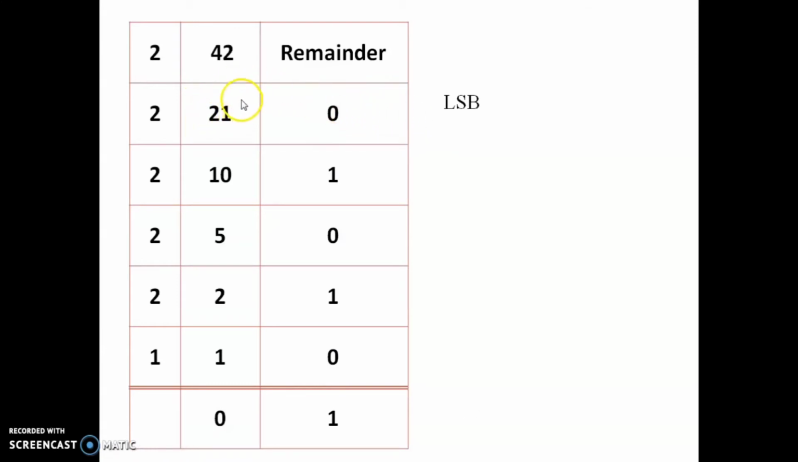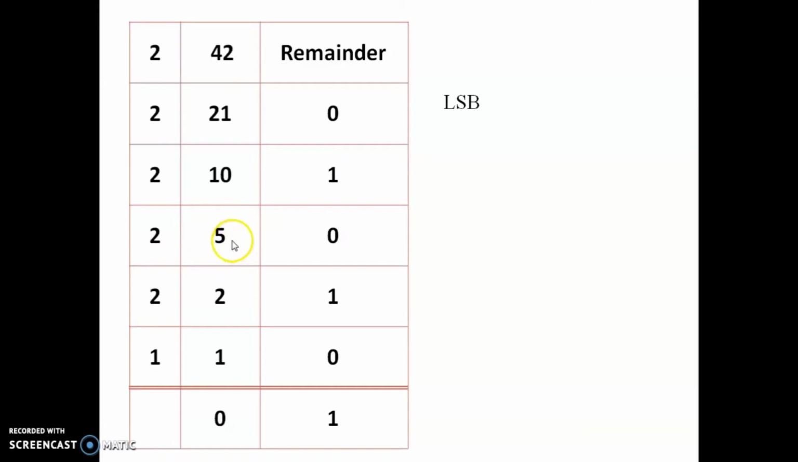Again, divide this quotient of previous division, that is 21 by 2. We get the quotient as 10. Remainder is 1. Note the remainder. Divide 10 by 2. Got the quotient as 5. Remainder is 0. Note the remainder.